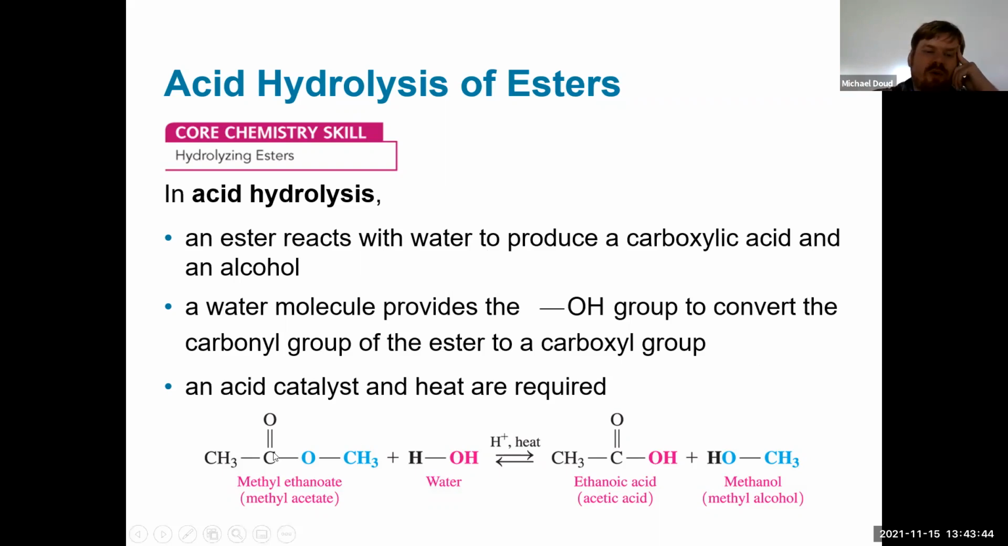So in this case, for example, methyl ethanoate here can react with water in the presence of acid and heat to form its carboxylic acid half, that's ethanoic acid, and the alcohol half, methanol. The water molecule provides both the OH group that's needed and the hydrogen. But note here that you need an acid catalyst and heat to carry on this reaction.